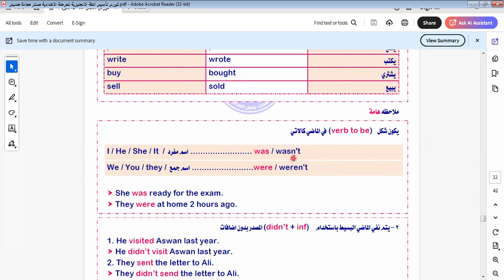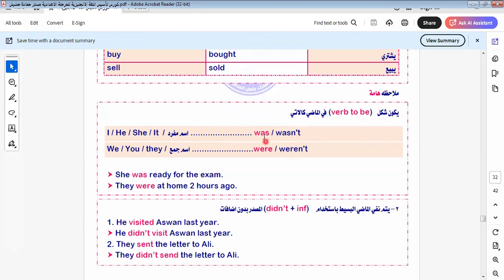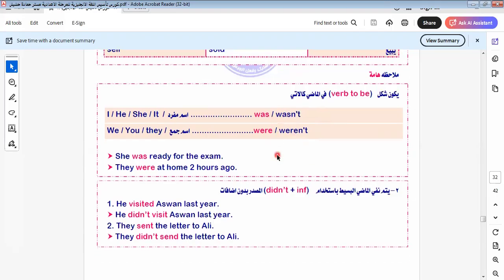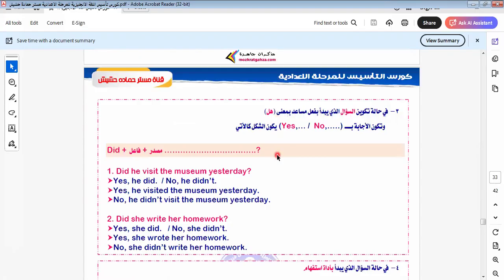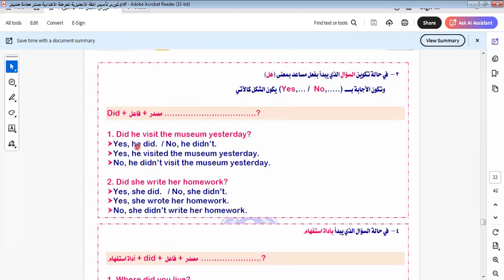When we use the past of the verb to be, we use was, or wasn't in the negative, and were, weren't in the negative form of plural. This is for singular and this is for plural. When we use did in the question form, the verb must be returned to what? To the stem, like this. We say, yes, he did.